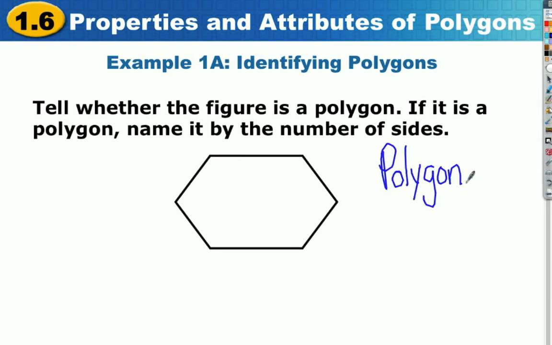Very good. I love the way you described that. It's closed. It's made up of line segments and sides. Very good. So what should its name be? Since it is a polygon, what should its name be? Tristan? What is it? You sure? Good, you should be sure because it's a hexagon. So this is a polygon and its real name is hexagon.